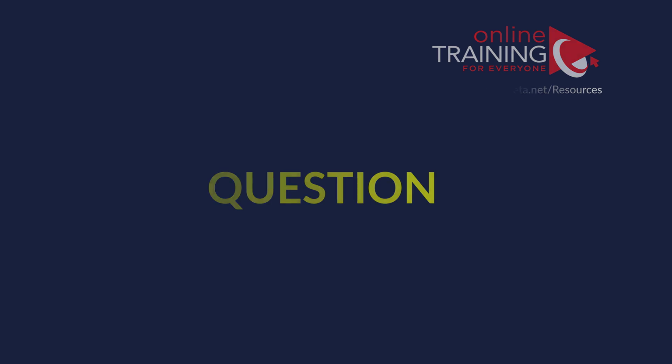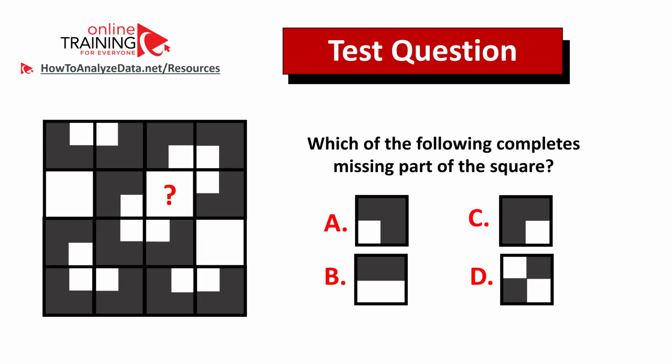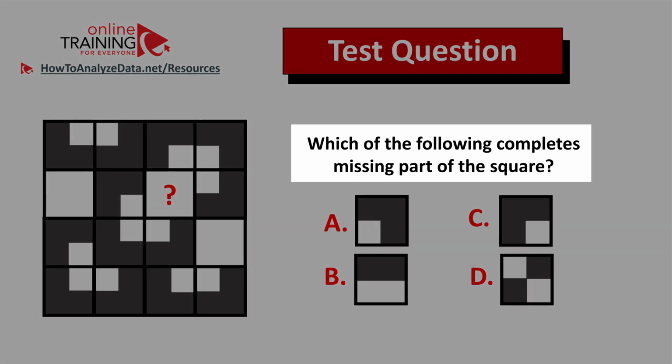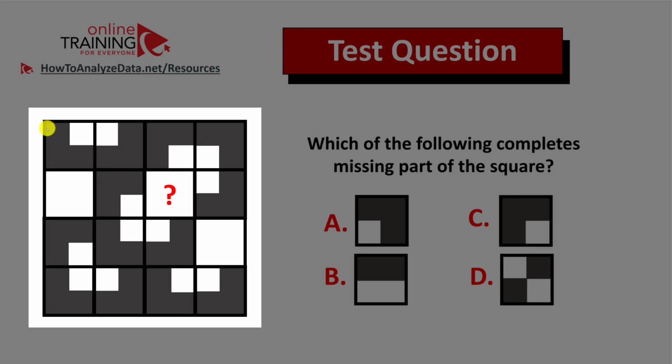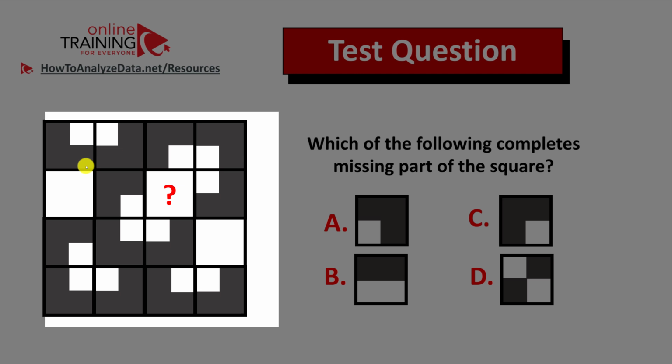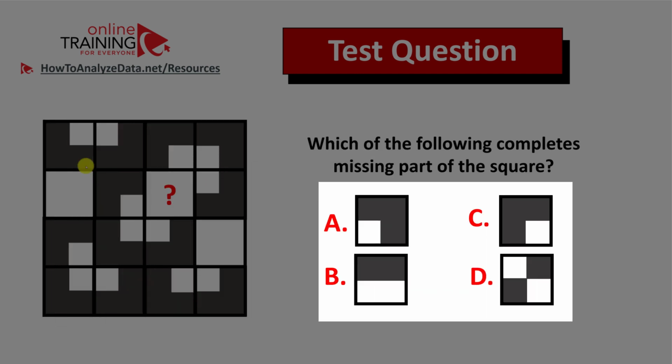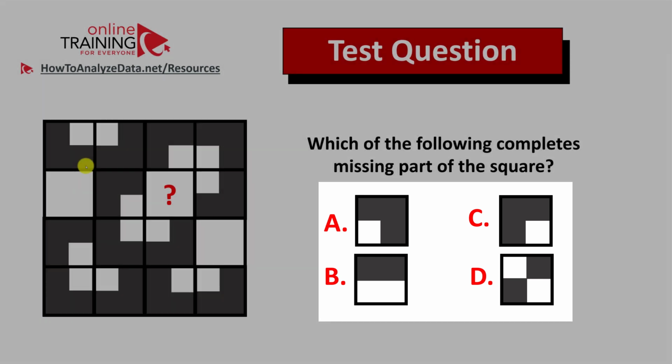Let me share with you a tricky question which tests your pattern recognition and visual reasoning skills. Which of the following completes the missing parts of the square? And you're presented with the 4 by 4 square, which contains different smaller squares inside, and 4 possible choices. Choice A, B, C, and D. Do you recognize the pattern?